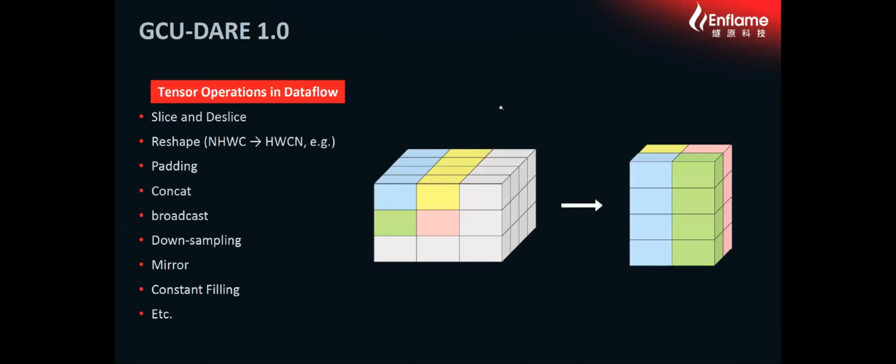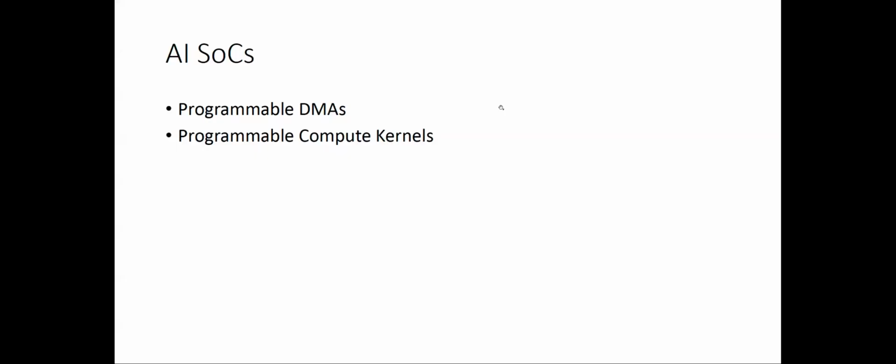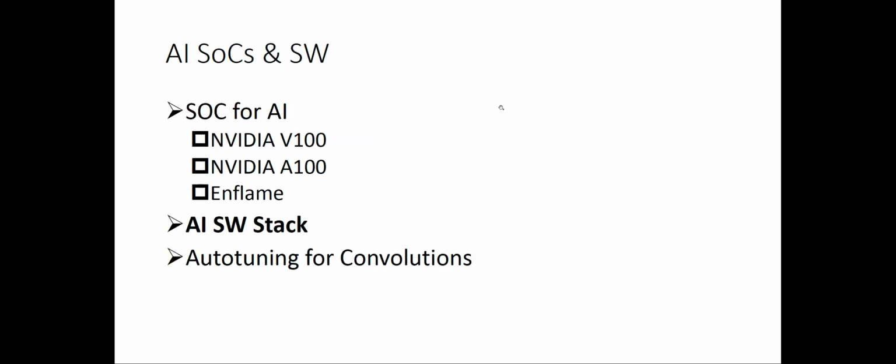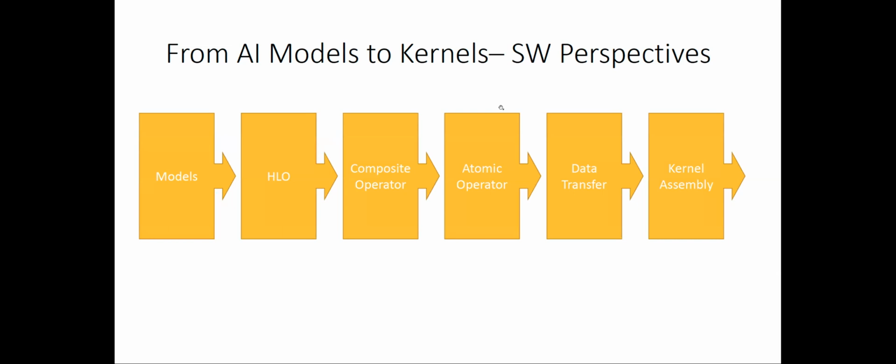And some other things. Okay, so this one is actually a schematic of how we do this reshape to change the layout of a tensor. So after we have these programmable DMA and the programmable compute kernels to do different data types and different matrix shapes, how we compose them together to work on an AI training model. So that's how we build these AI software stacks, from the AI models to kernels.